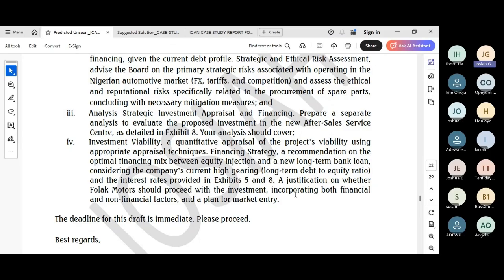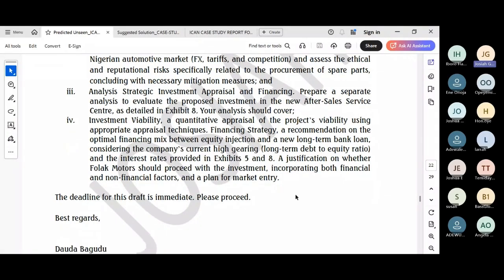And our analysis should cover investment viability, a quantitative appraisal of the project's viability using appropriate appraisal techniques; financing strategy, a recommendation on the optimal financing mix between equity injection and a new bank loan, considering the company's current high gearing and the interest rates provided in Exhibit 5 and 8; a justification on whether Folak Motors should proceed with the investment, incorporating both financial and non-financial factors; and a plan for market entry.